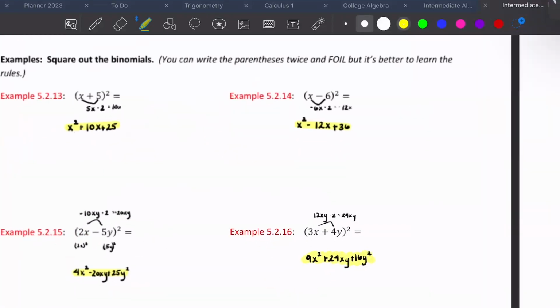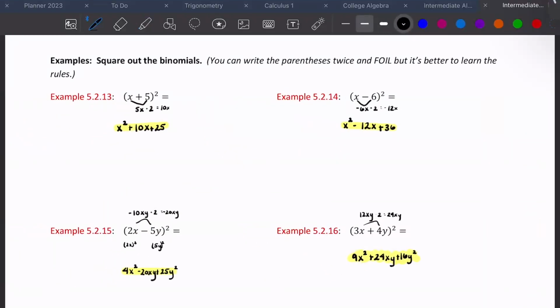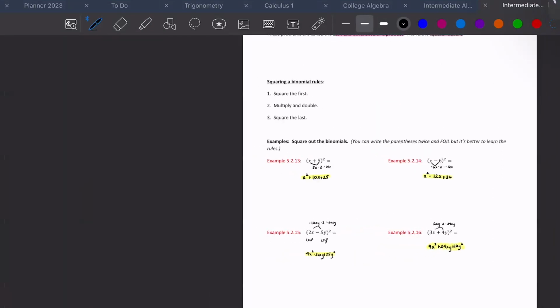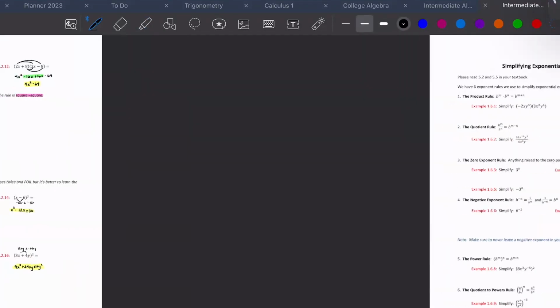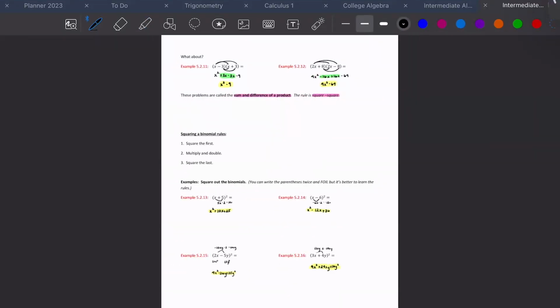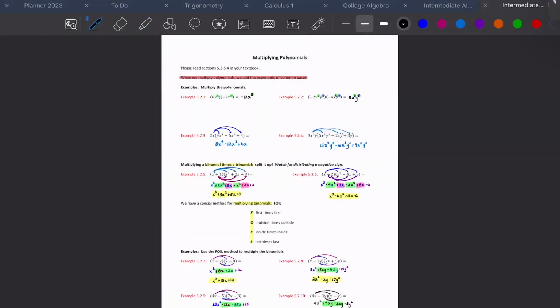So when you have them written like that, you can square the first, multiply and double, square the last. Or you can just rewrite the parentheses twice and FOIL, okay? Either one is fine, but it does pay off to know the rules, okay? And that is it on multiplying polynomials.